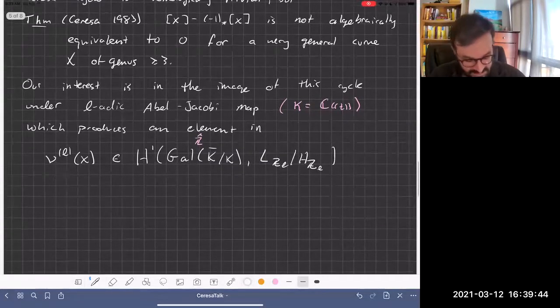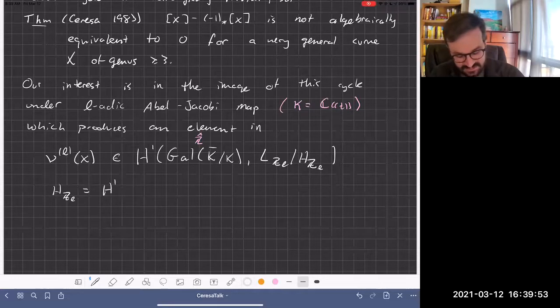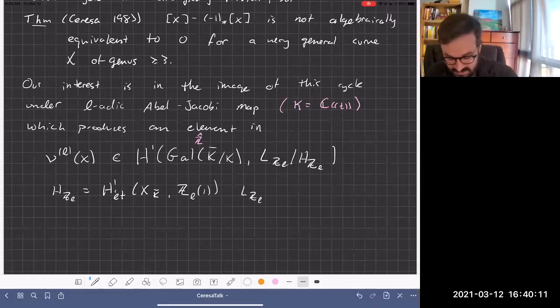Let's see, we'll do H first. H Z_L is the first étale homology group of X tensored with K bar with coefficients in Z_L, twisted by 1. L Z_L is just going to be this third exterior power, up to some Tate twist.